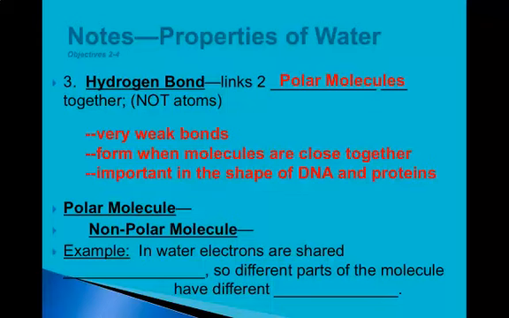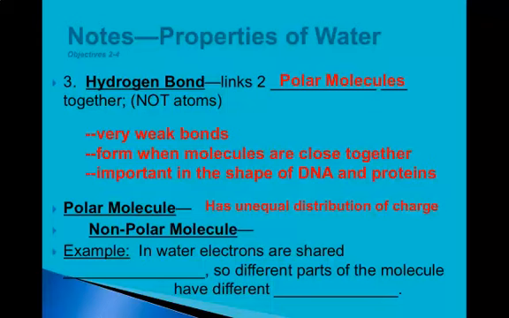Just a couple of highlights about the hydrogen bonds. They are very weak bonds. They form when the molecules are close together, and it's important in the shape of DNA and proteins. As we've seen already in the macromolecules, those shapes are very complex, and hydrogen bonds are used within those macromolecules.